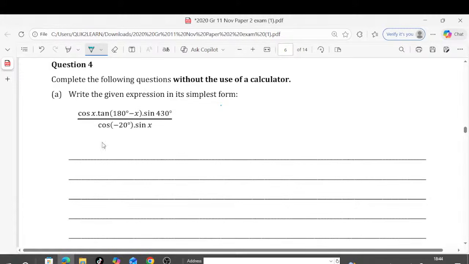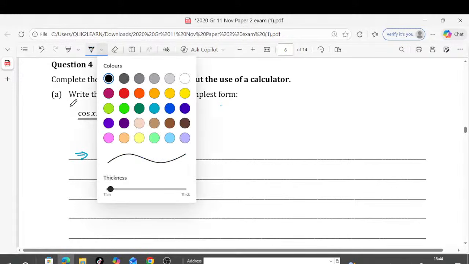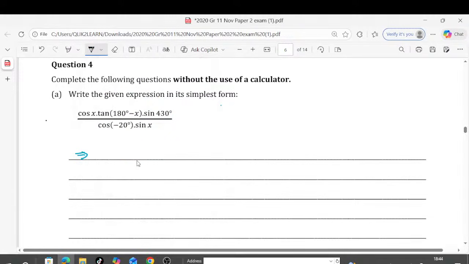So now I'm just going to try and simplify this problem. The first one is cos x. I'm just going to say cos x will just be cos x. This will be multiplied by tan of (180 minus x). In which quadrant is 180 minus x? This is quadrant 2. How is tan in quadrant 2? Tan is negative, so this will change into negative tan of x, close the bracket.